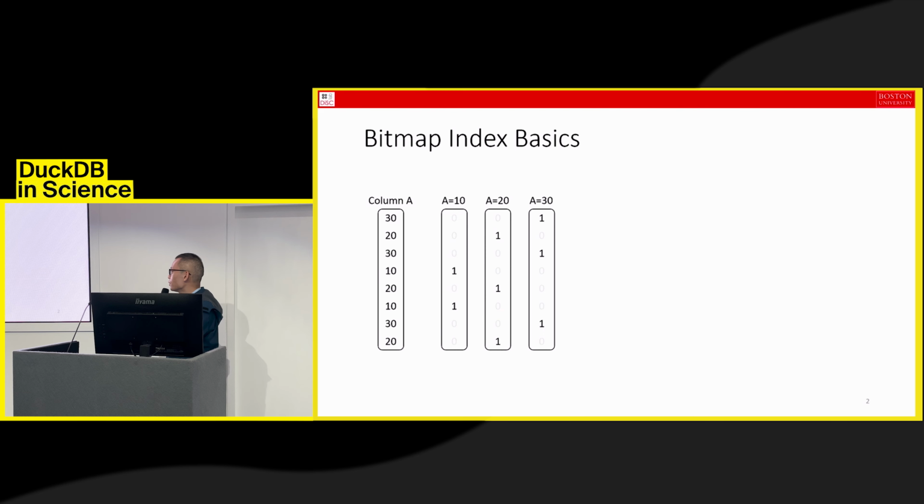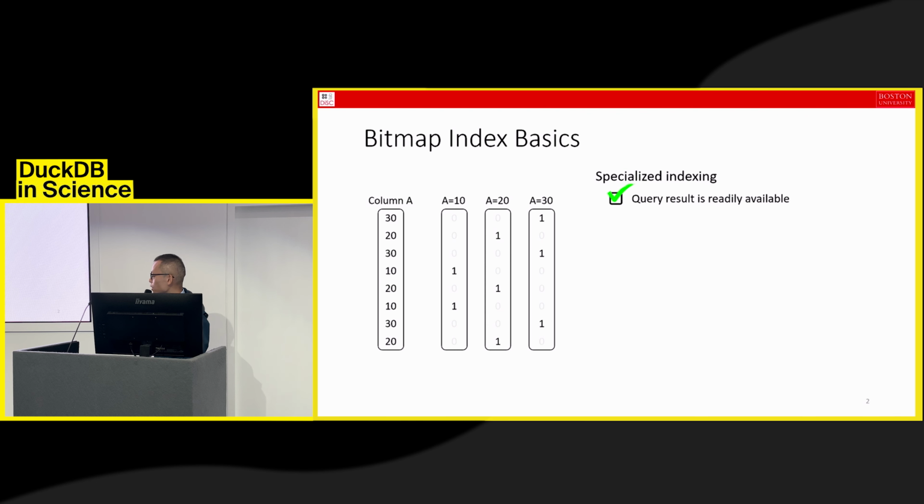So, a quick introduction to bitmap indexes. In the basic form, a bitmap index represents the contents of the index column by using multiple bit vectors. In this example, we have a column A with 3 unique values, so the associated bitmap will have 3 bit vectors, and each bit vector corresponds to 1 unique value.